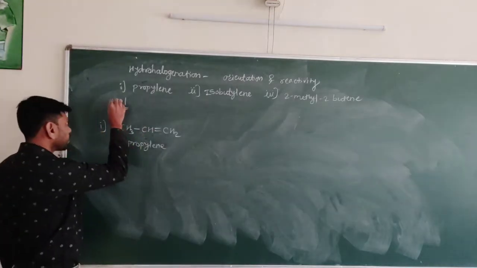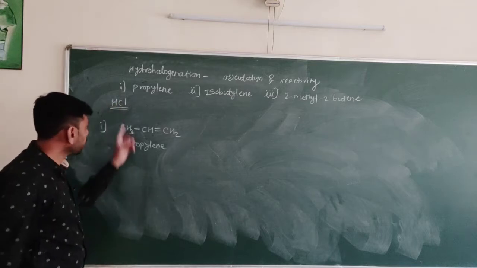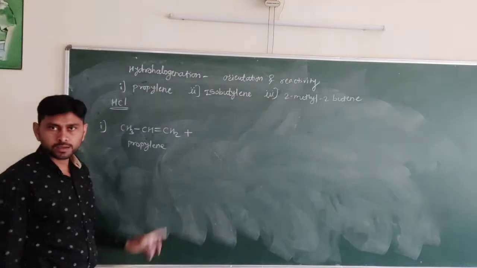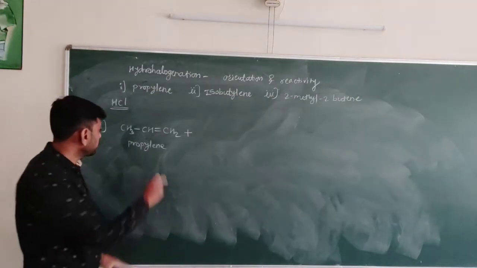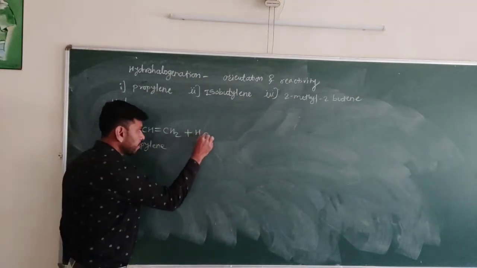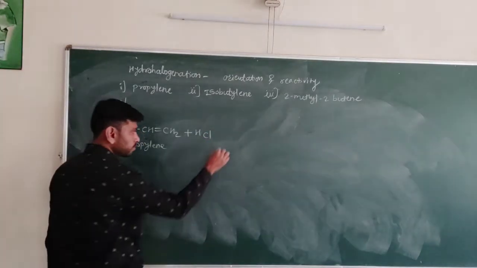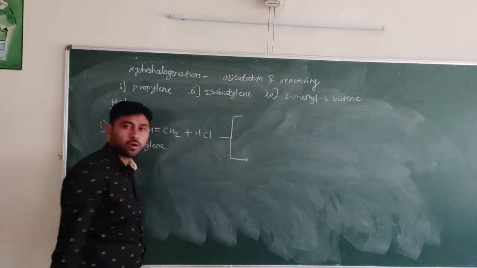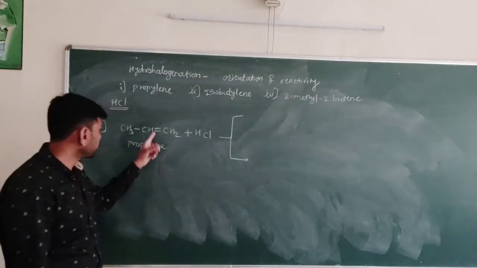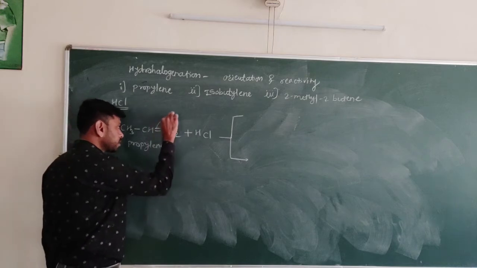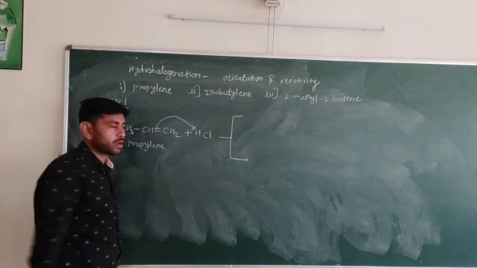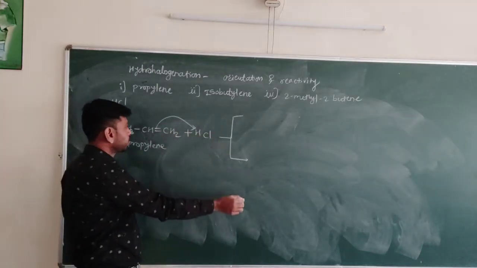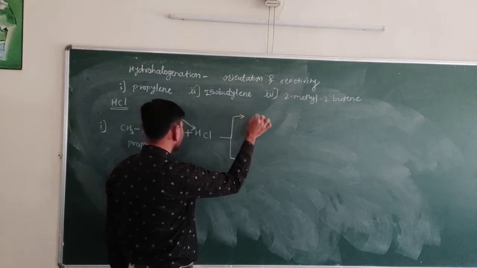So, addition of HCl. Propylene is the first unsaturated system we have to study. When we add HCl to propylene, what is the first step? The first step is the formation of carbocation. This carbon-carbon double bond donates its pair of electrons to this hydrogen, and there is a formation of carbocation.